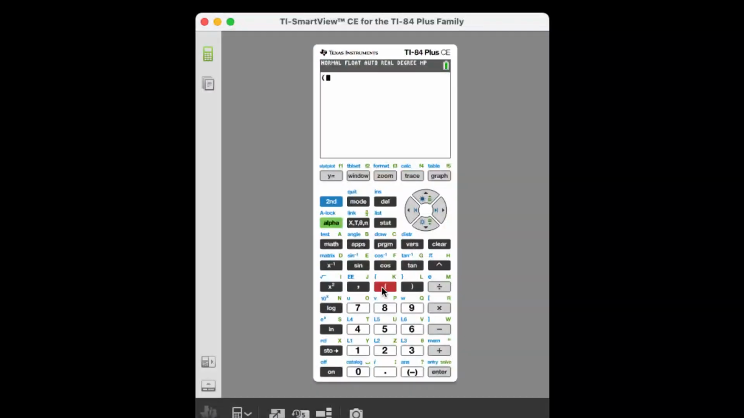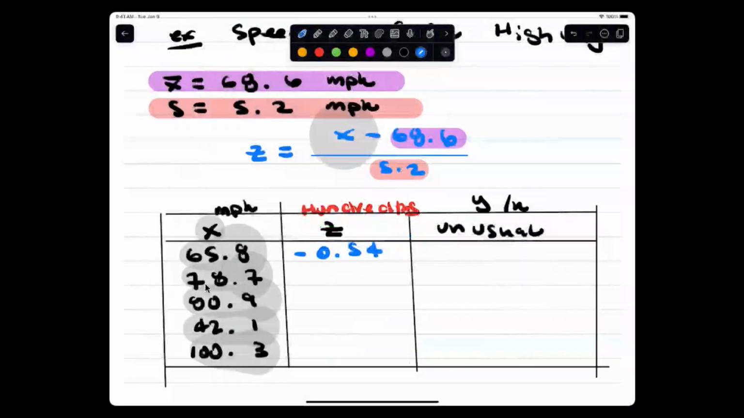Okay, let's get out this TI. I'm going to put them here. Now, the first one, 65.8 minus 68.6. Close that, divided by the standard deviation. What do we get here? Negative 0.54. Is that true? It looks like you guys are correct. Is that unusual?